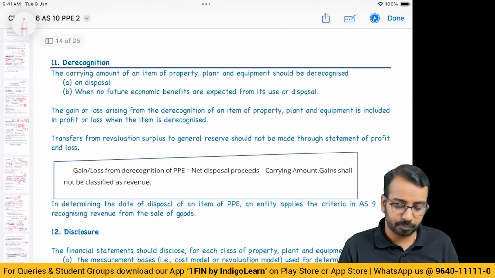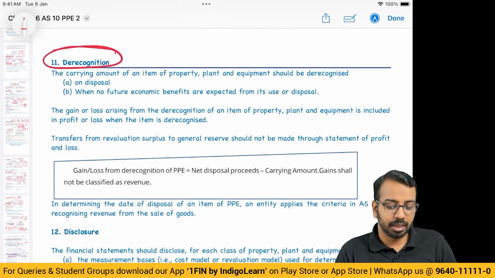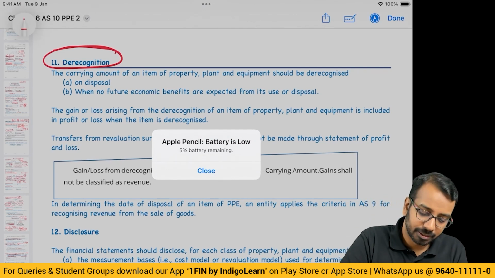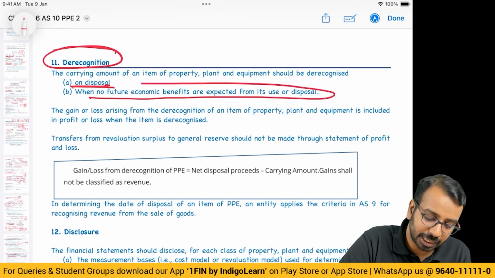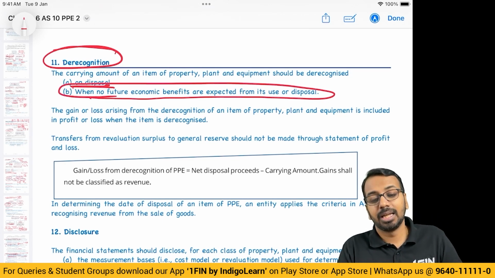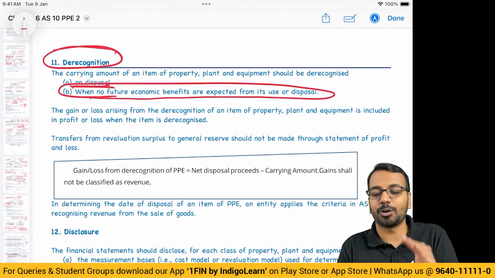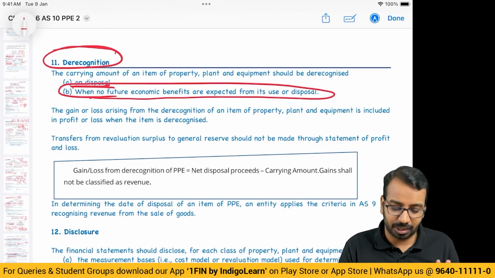It's 11:30. Right? After that, there is a small component called derecognition. Derecognition means when do we remove it from the books of account? Either when it is disposed or when no future economic benefits are expected from the asset. Difference between carrying amount and the sale proceeds will be treated as a profit or loss item, gain on sale or loss on sale, which we have already touched upon.